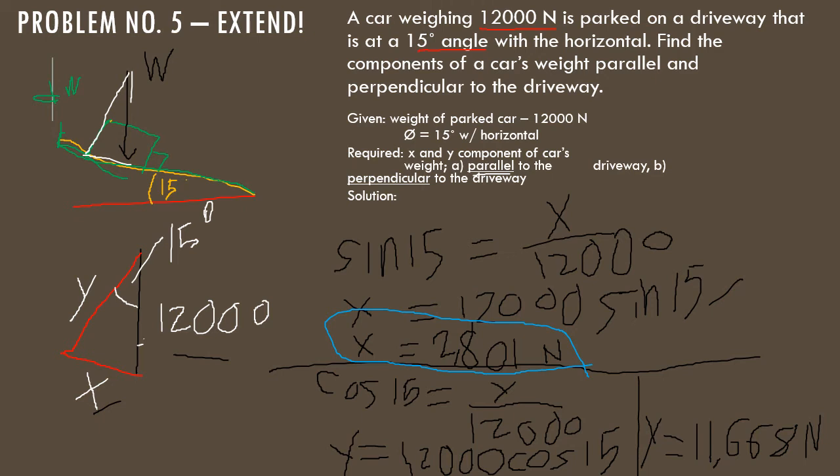Next, let's get the y component. Cosine 15 is equal to adjacent, which is y, over the hypotenuse, which is the 12,000. Cross multiplication muna, then y is equal to 12,000 cosine 15. Type 12,000 cosine 15. So the answer is y is 11,668 Newton.